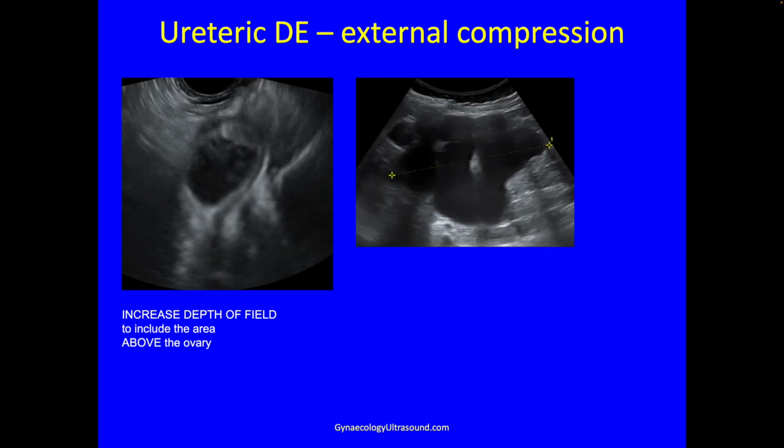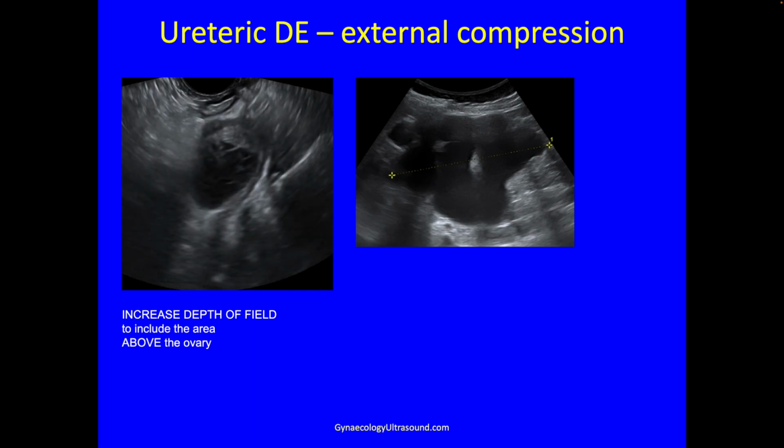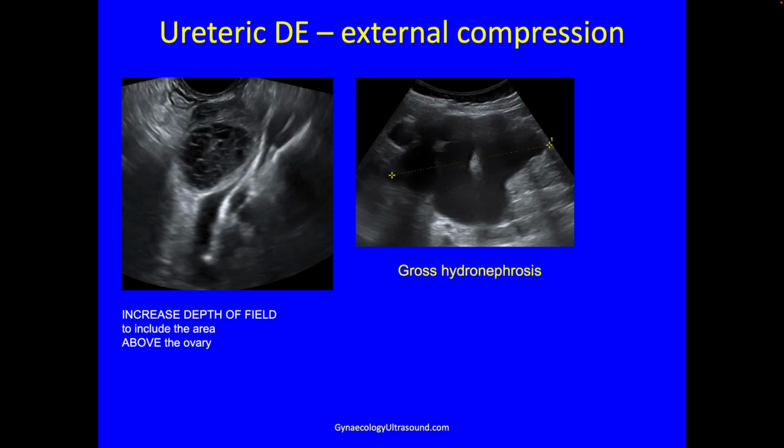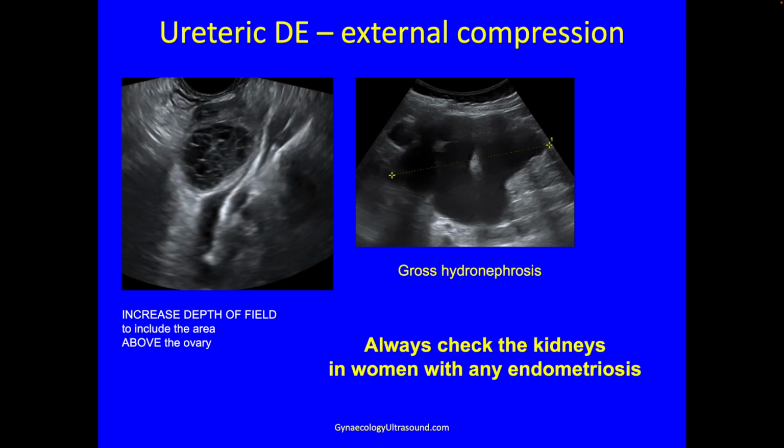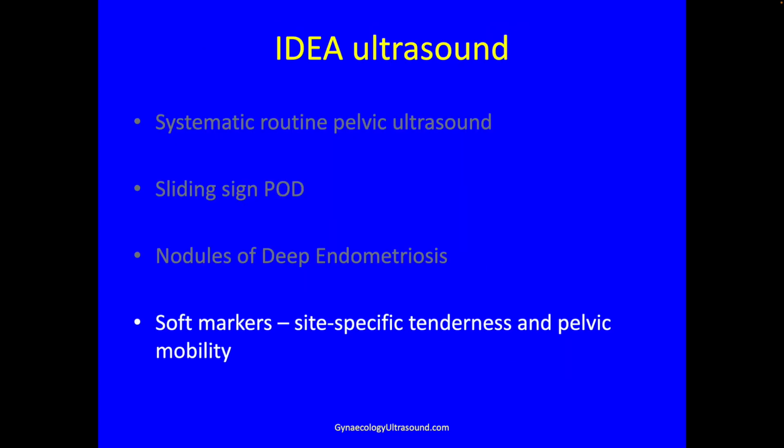And so if you can see the ureters or not, you need to look at the kidneys. This is a different case of gross hydronephrosis in a patient with endometriosis. And so we always check the kidneys in women with any endo. Soft markers, I do this at the end because if I now need to know where is something particularly tender, if you do this too early, then sometimes the patient is unable to tolerate the rest of the scan. So what I do is I go around uterus, ovaries, pouch of Douglas again, saying, is this sore, is this sore? And I can, again, just judge pelvic mobility that little bit better at this time.